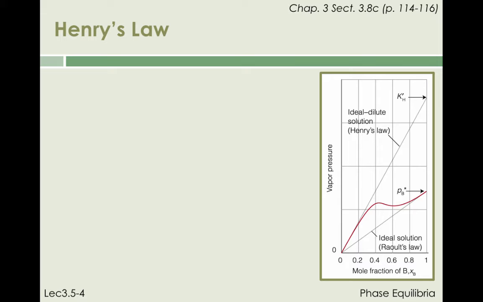almost pure. We also notice that when B is very dilute in solution, that is, when XBL is close to 0, there is a linear relationship between the partial vapor pressure of B and the mole fraction of B in solution. This linear behavior is, however, not Raoult's law, since extrapolation of PB to XBL equals 1 does not yield PB star, the vapor pressure of pure B, but a different value which we have denoted as K prime sub H on this diagram.